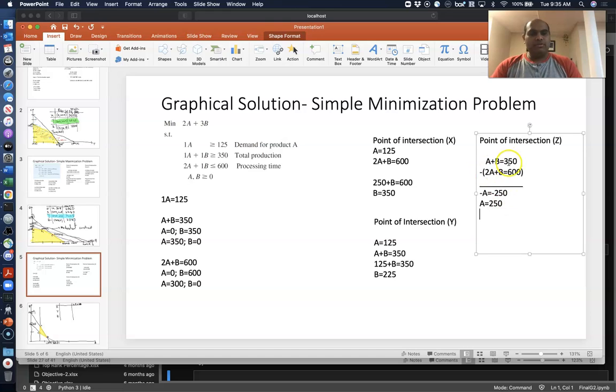So if I plug in A is 250 in any one of the equations, I get 250 plus B is equal to 350, which means B is equal to 100. So those are my 3 points, right? So 125 comma 350, 125 comma 225, and 250 comma 100.